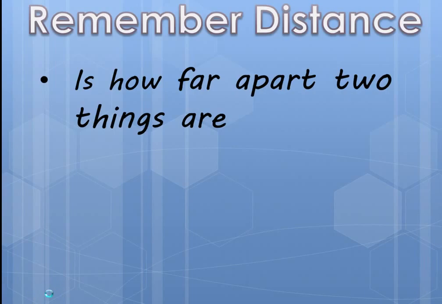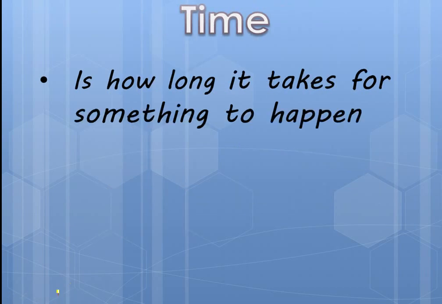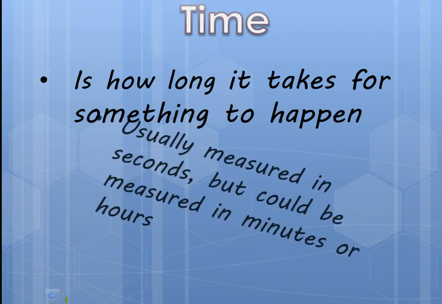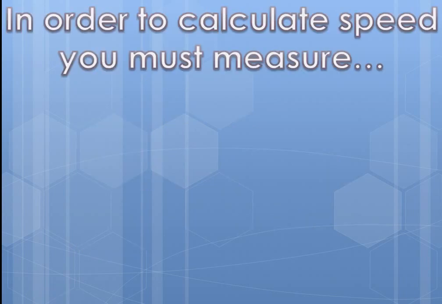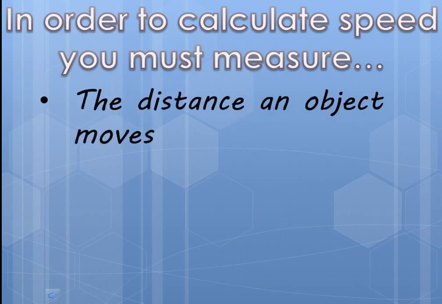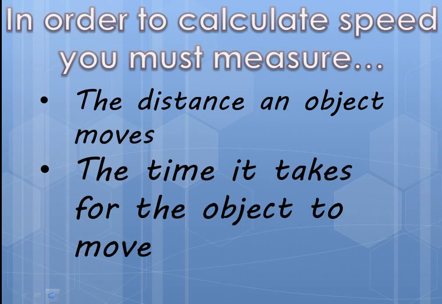So, distance. Remember, that is how far apart two things are. And it's going to be measured in meters, centimeters, millimeters, something like that in the metric system. Something with a meter in it. Time, that's how long it takes something to happen, right? That's going to be measured in seconds, but it could be measured in minutes or hours, depending how long it takes. In order to calculate speed, we have to measure both of those things. We need to measure the distance an object moves and how long it takes the object to move, or the time it takes.